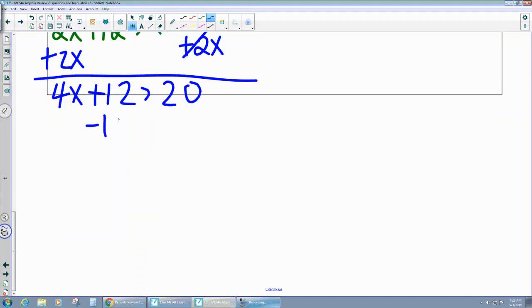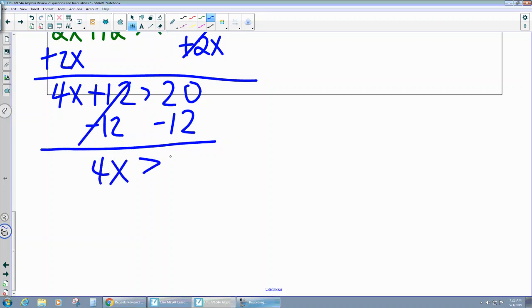And let's move all our constants over to the right side. I'm going to subtract 12 from both sides. I get 4x is greater than 8. And last but not least, we're going to divide by 4. And we get x is greater than 2. So notice we don't have to flip our inequality symbol because we divided by a positive number.